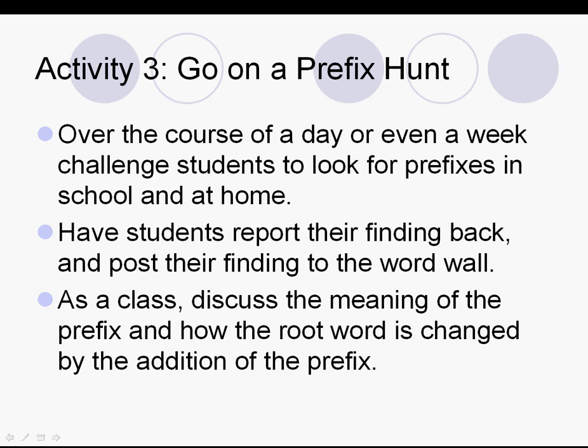And finally, you can go on a prefix hunt. Over the course of a day or even a week, you can challenge students to look for prefixes in environmental print they see in school and at home. Have students report their findings back to you, and if you have a word wall, have them post that word with a prefix onto the word wall. As a class, you can discuss the meaning of the prefix in the root word and how that root word is changed by the addition of a prefix.